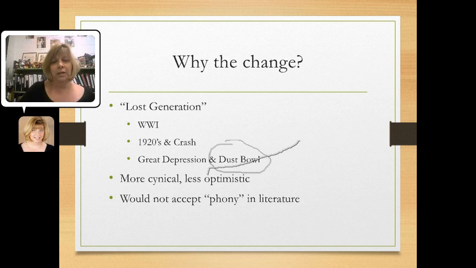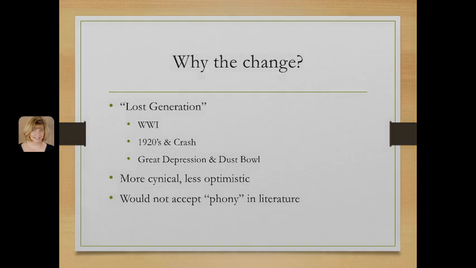So you saw a shift into a more cynical and less optimistic view, and a complete refusal to accept anything that was phony, anything in literature that was not actually telling the truth of how life really was. Again, this is the lost generation ideal. And you'll definitely see this in Steinbeck and in Of Mice and Men.